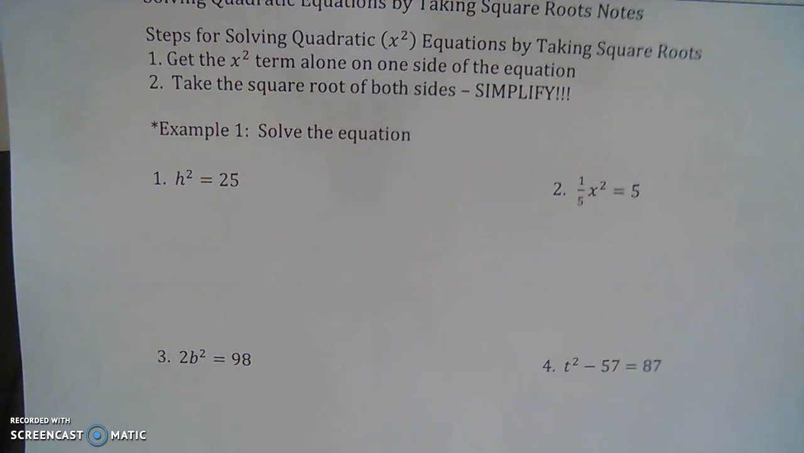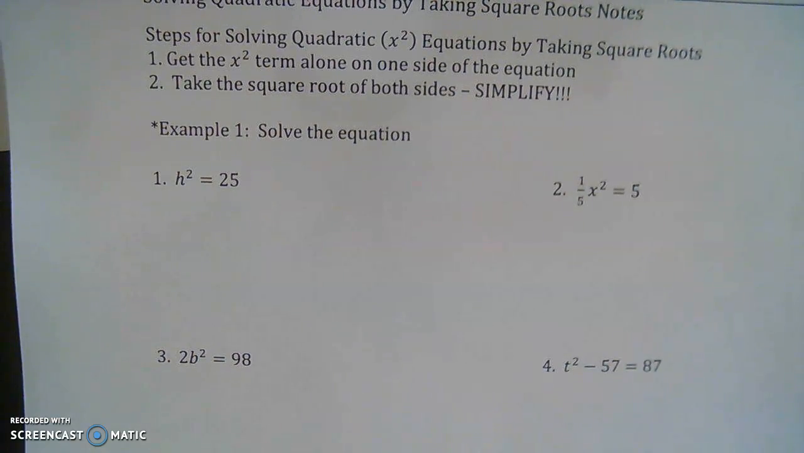All right, so if you look at number 1, that's already done for you. You have just a squared term on one side and then a number on the other side. When you have that, then you take the square root of both sides. You hope that you have perfect squares, but sometimes you won't, so you'll have to simplify your square roots. There is one other trick that we'll talk about as we're working on them.